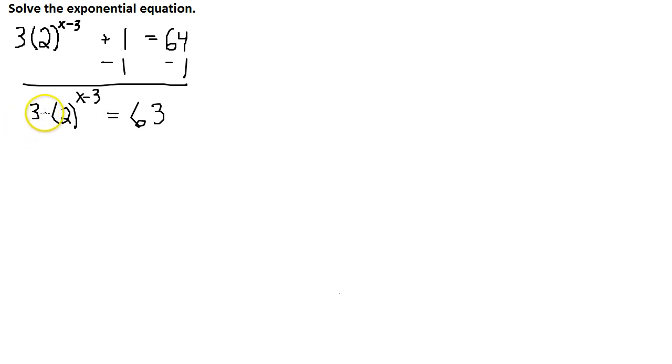This is multiplication, although there isn't a symbol written there. So next we undo that by dividing by 3. And now we have the exponential term isolated. It is 2 to the x minus 3, and that's equal to 21.